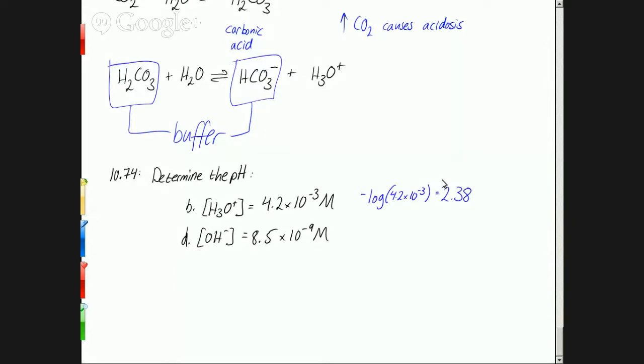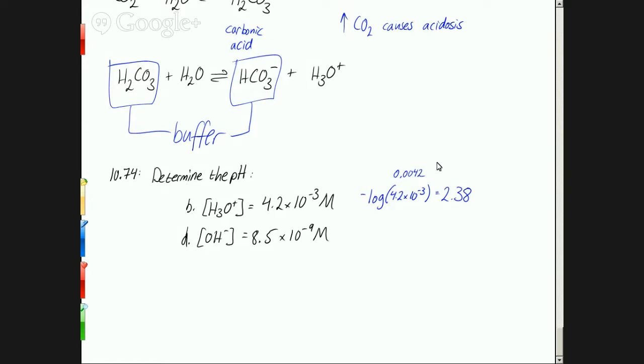So 4.2 times 10 to the minus 3, another way of writing that is 0.0042. So the negative log of 0.0042 is 2.38. So you just do it the same way you did a mole problem, like you just do 4.2 and then second, yeah, and the E.